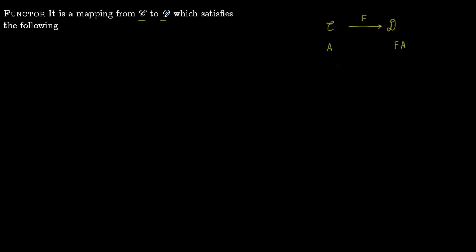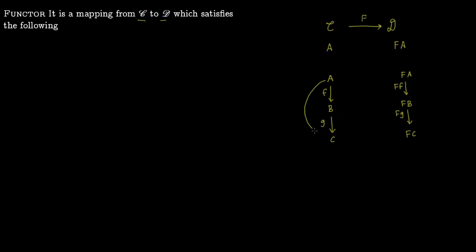And then say you have a morphism like this arrow in category C. This is a morphism. Say this is f. So this is carried to this arrow, this F of f. And then further, if you have another arrow like this, naturally you will have this thing F of g here.